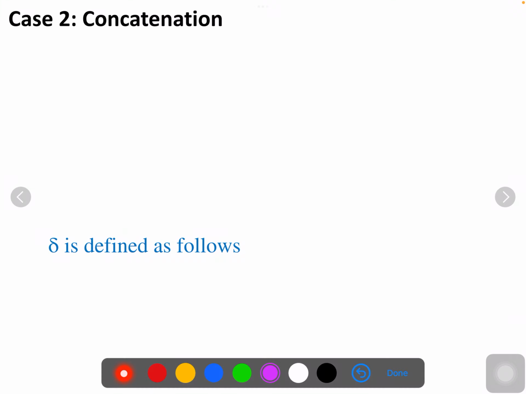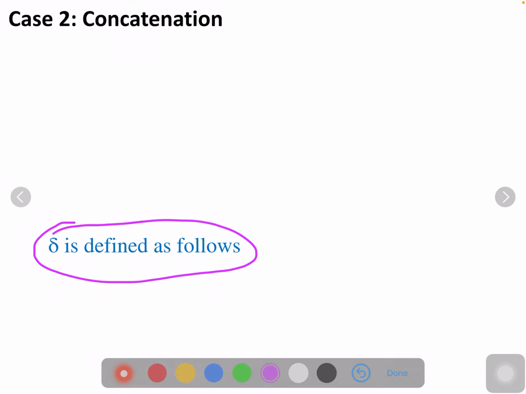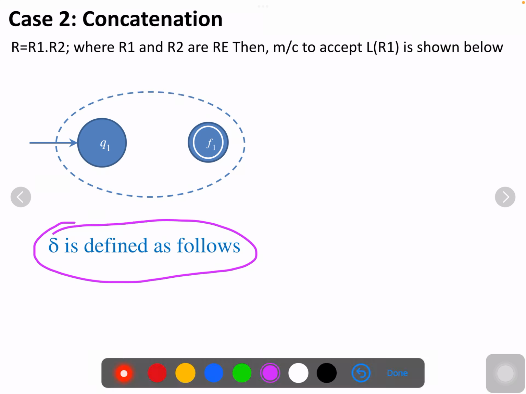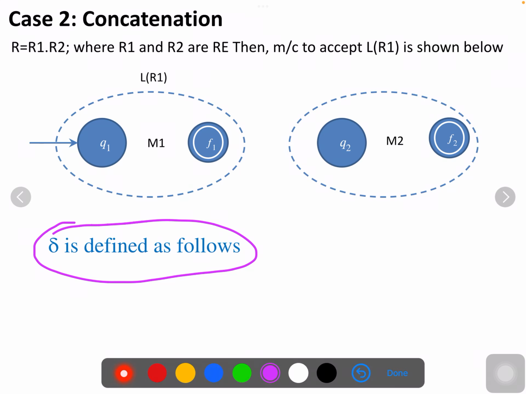So next, case number 2. Don't worry about this, some animation is not supporting iOS, so I'll clear it later. So concatenation. The second case: if R is equal to R1 dot R2, where R1 and R2 are regular expressions, then the machine to accept L of R1 is shown below. The first one is machine 1, L of R1, and L of R2 is ready, that is L of R2.